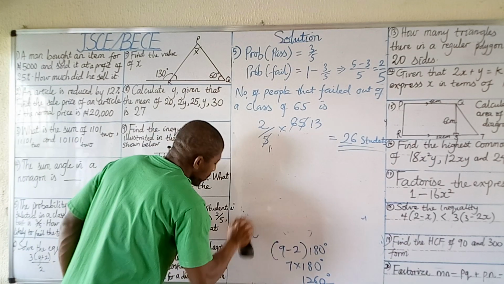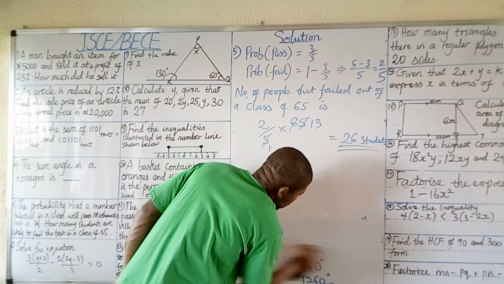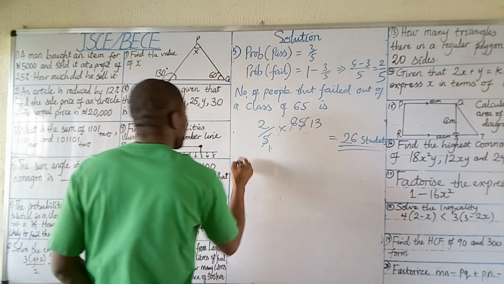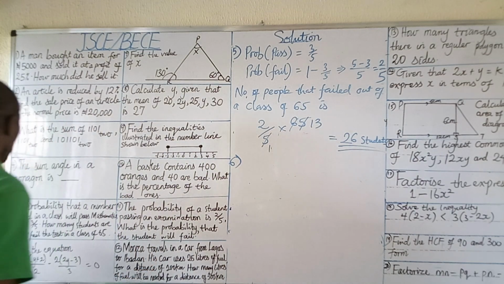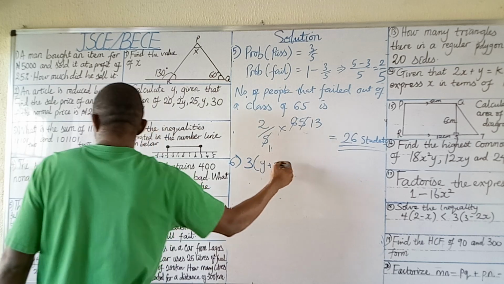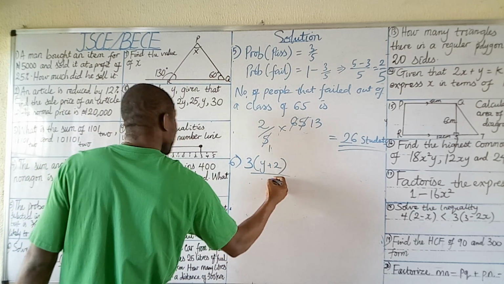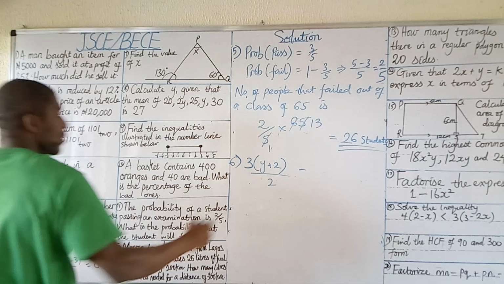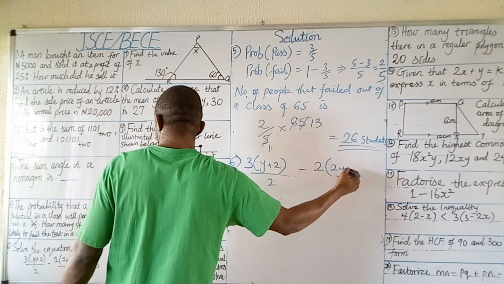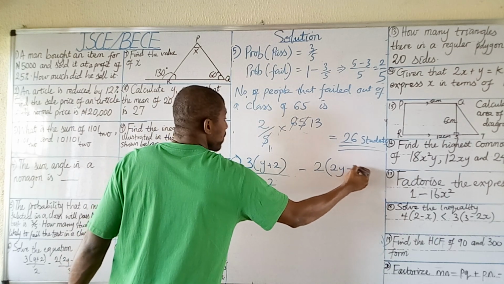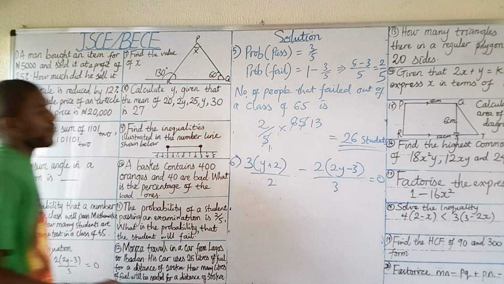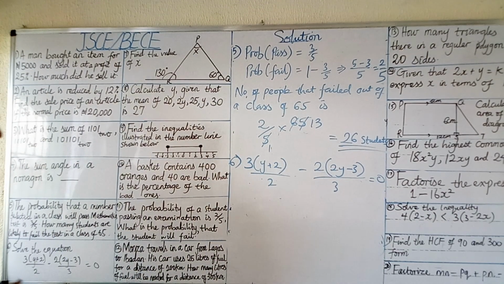In question 6, we have a fractional equation. Okay? We have question 6 over here. Question 6 says that we have 3 bracket open y plus 2 all over 2 minus 2 bracket open 2y minus 3 all over 3. All is equated to 0. Okay, this is the equation that we have.